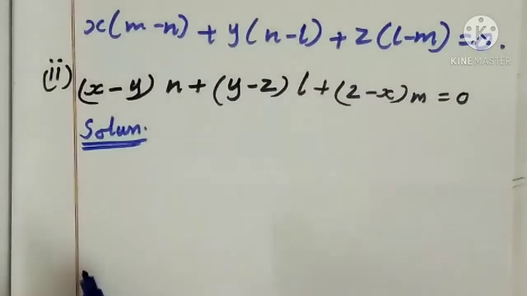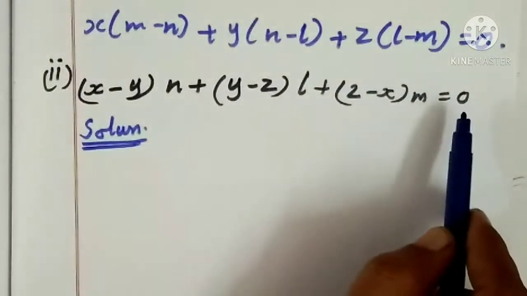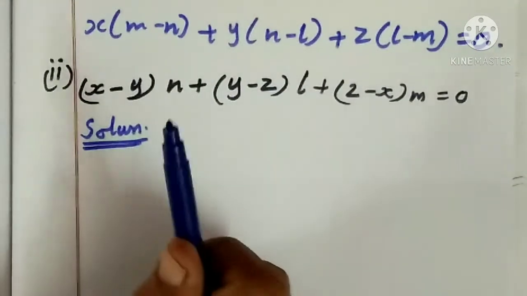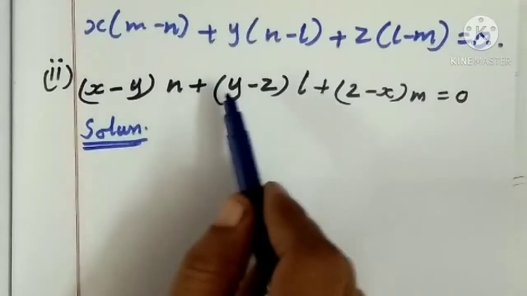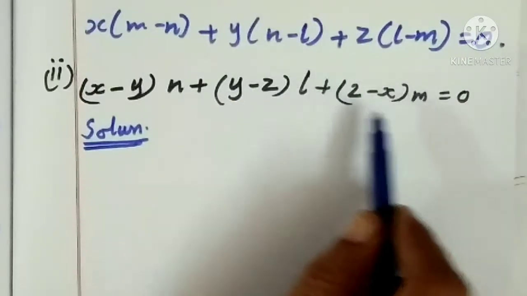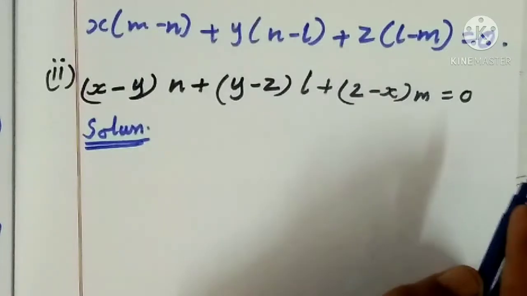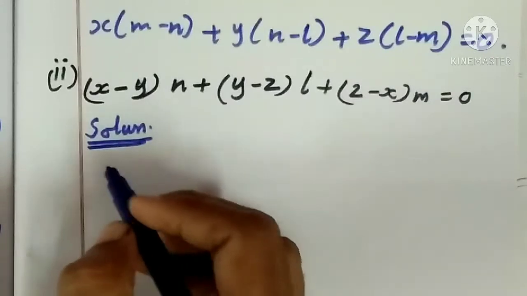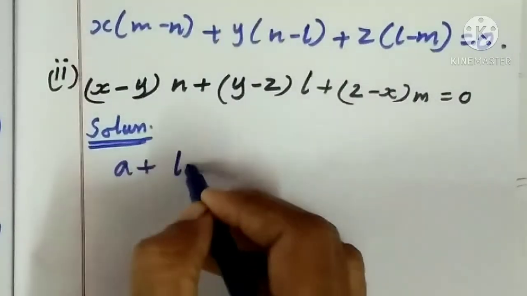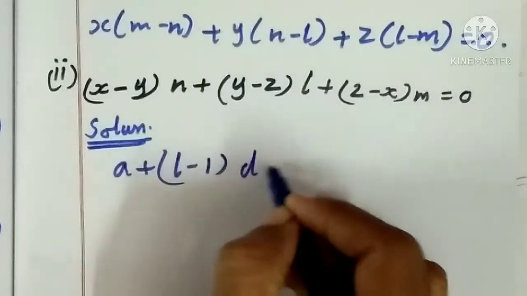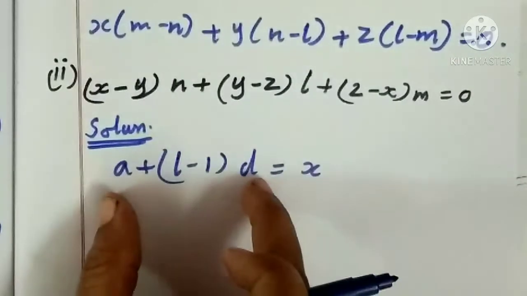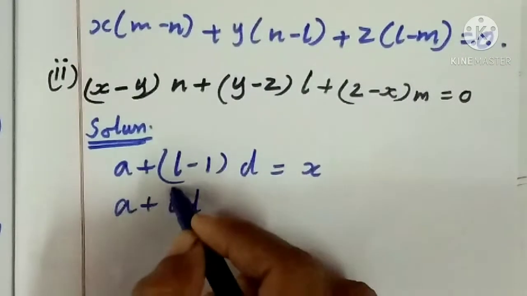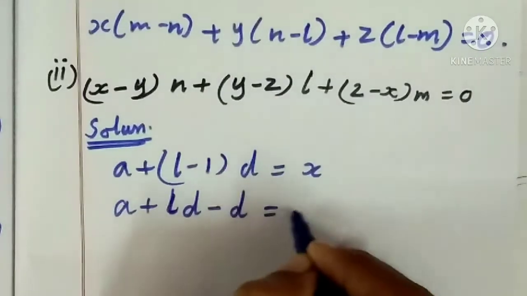Now, we see the second subdivision. You have to verify this given: x minus y into n plus y minus z into L plus z minus x into m is equal to 0. In solution, first you take down and write the given, that is a plus L minus 1 into d is equal to x. You have to simplify this, means we get a plus LD minus d equal to x.